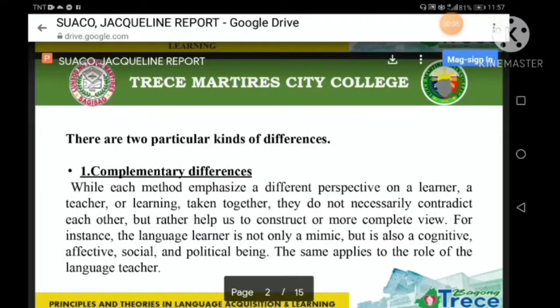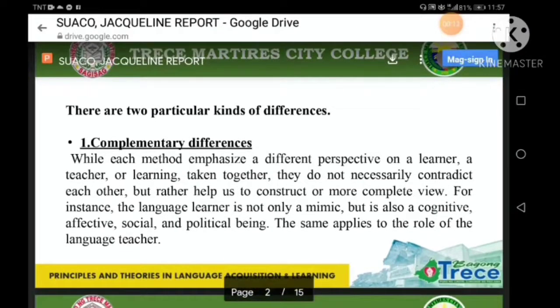Contradictory differences among language teaching methods. These are two particular kinds of differences. First, complementary differences. While each method emphasizes a different perspective on a learner, a teacher, or learning, taken together, they do not necessarily contradict each other, but rather help us to construct a more complete view.